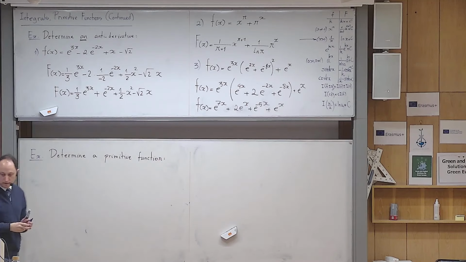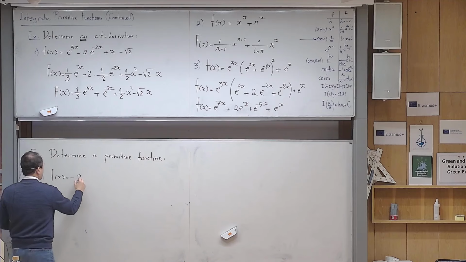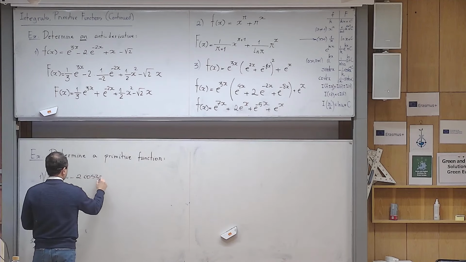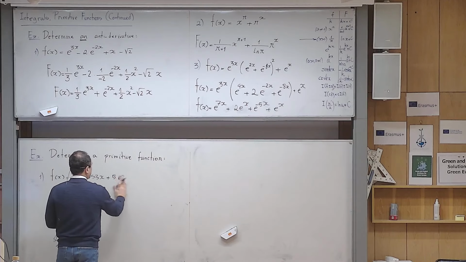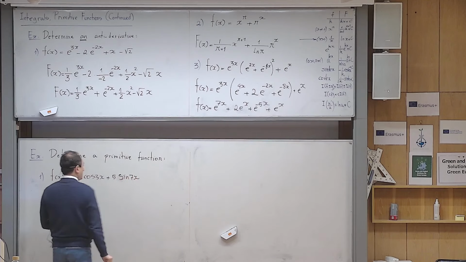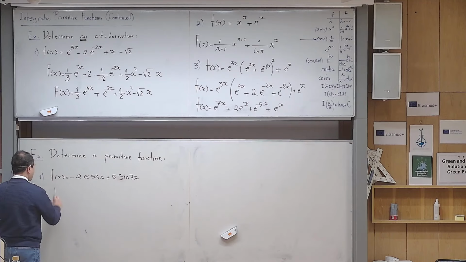So number one, let me write this one for you. f of x is equal to minus 2 cosine 3x plus 5 sine 7x. That's it. I want to find a primitive function for this. It is very clear what to do, because now these two formulas are involved. So capital F of x becomes what?